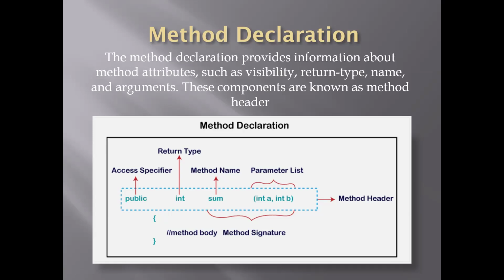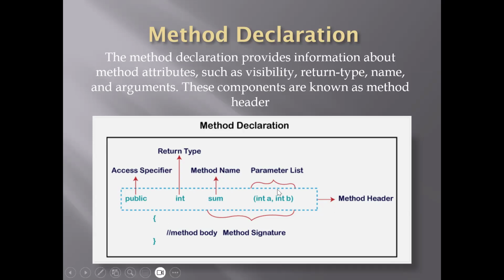Okay? Great. The last thing I want to tell you: all these four parts, the access specifier, return type, method name, and parameter list, are called the method header. All these four parts grouped together are called the method header, and the code in between these two brackets is called the method body.